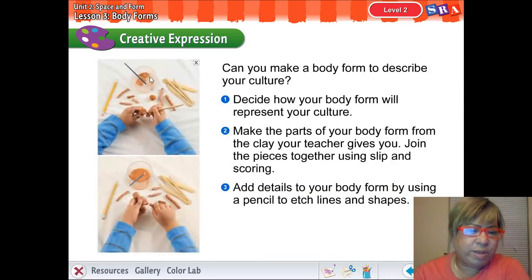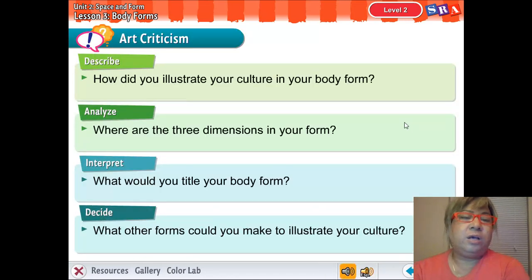So you can see how you're making, like if you have some Play-Doh, you could work on each piece at a time and sculpt each piece, the arms and legs and a head, and then try putting the body parts together and then add some details by using a pencil to etch the lines and the shapes. If you don't have clay, you could certainly try drawing one. So after you finish it, if someone asked you what you did, you should be able to illustrate how you illustrated your culture in your body form.